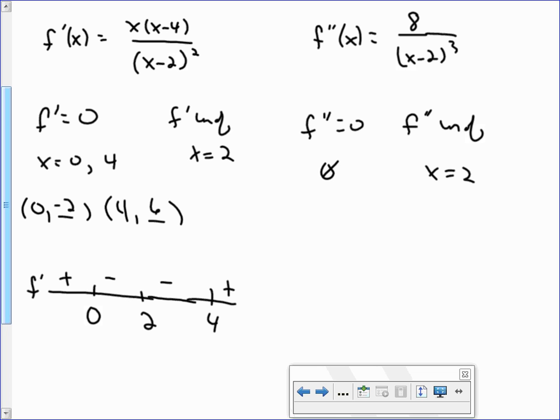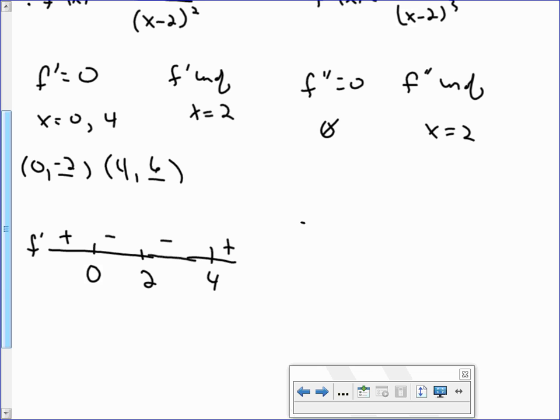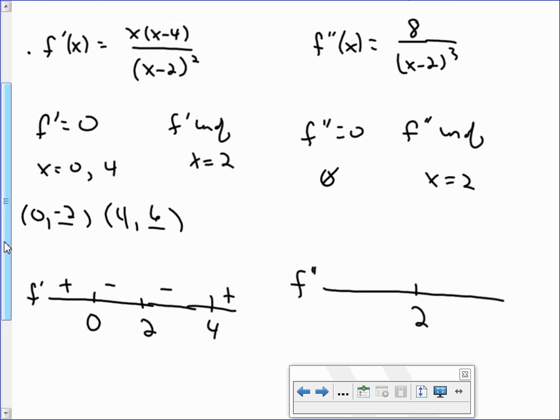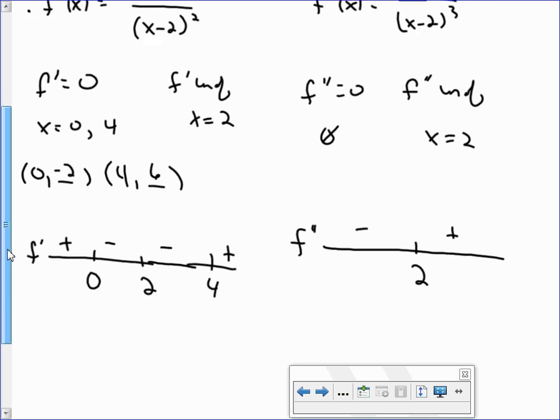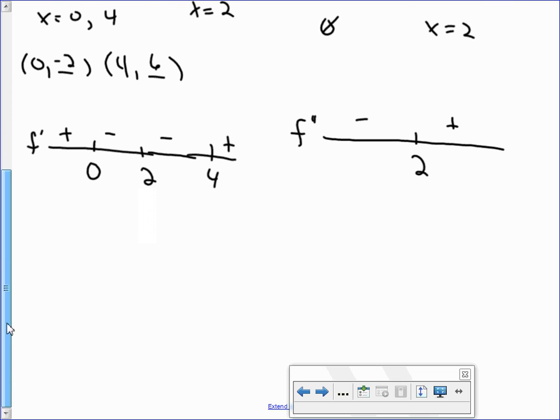Again, I'm just plugging those numbers back into the first derivative and checking for their sign. For my second derivative, the only thing I have to check around is 2. Plugging those numbers into the second derivative, it looks like on the left side of 2 it is concave down, and on the right side it is concave up. So we've got all this information about our derivatives. This is all stuff that we have done before. Just have to be careful with it.